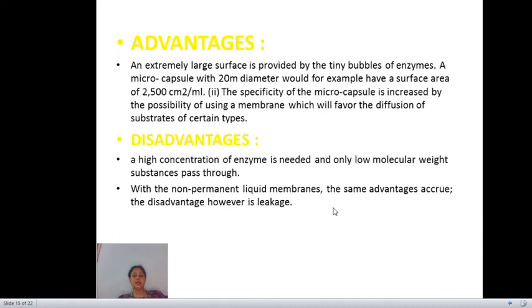What are the advantages? An extremely large surface is provided by the tiny bubbles of enzyme, so it will have a large surface area, and the specificity of the microcapsule is increased by the possibility of using a membrane which will favor the diffusion of substrates of certain types. What are the disadvantages? A high concentration of enzyme is needed and only low molecular weight substances can pass through. With the non-permanent liquid membranes, the same advantage occurs. The disadvantage is leakage.